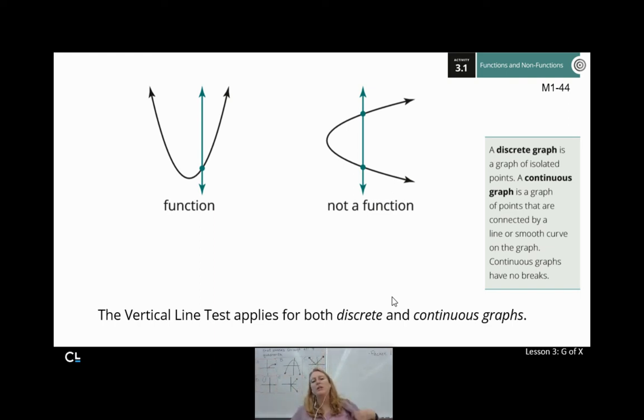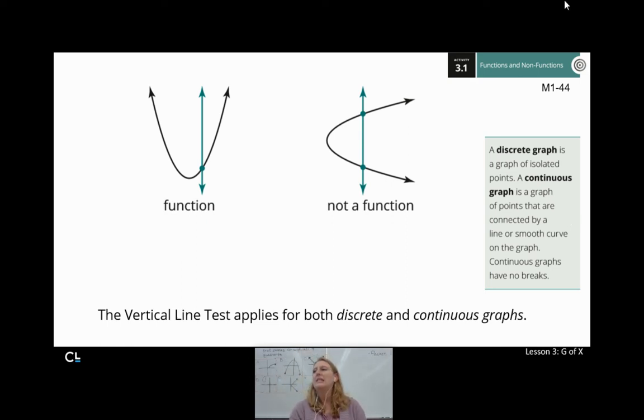And if you don't know what I mean by discrete and continuous, I do have some definitions here real quick. A discrete graph is a graph of isolated points. Remember how the other day you guys said that one of the groupings was dotty, right? They just had a bunch of dots, a bunch of points, and it wasn't connected. Remember you guys were like, it's a bunch of unconnected points. That would be a discrete graph. So a discrete graph has points that aren't connected. They're isolated points. A continuous graph is a graph of points that are connected by a line or smooth curve on the graph. So continuous graphs have no breaks.